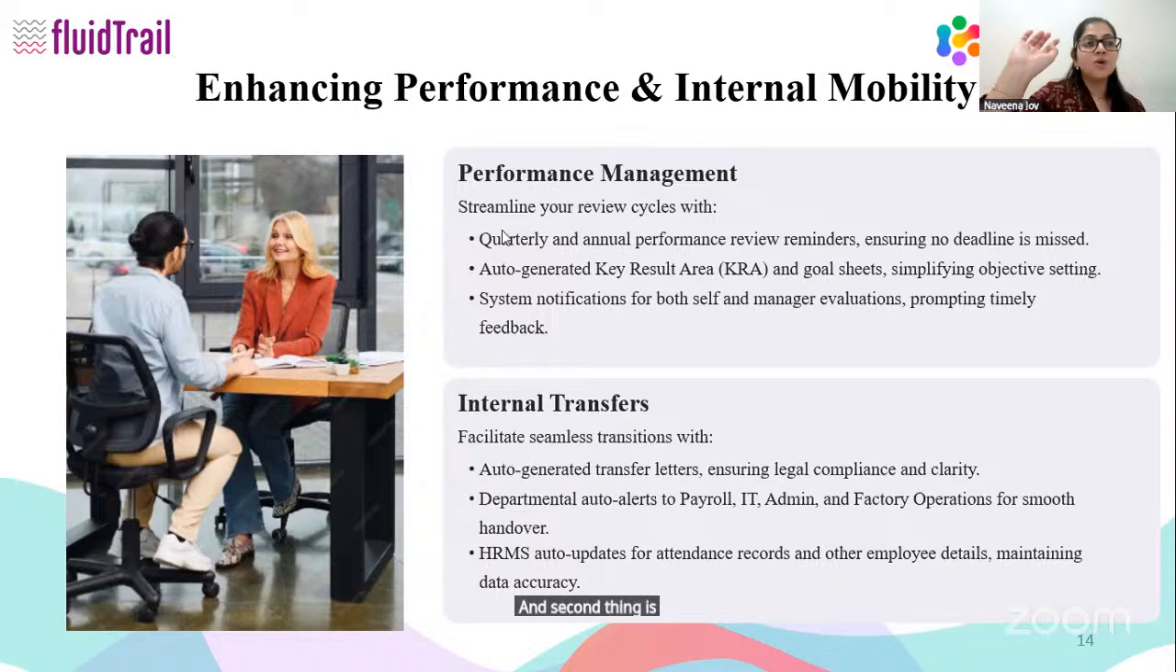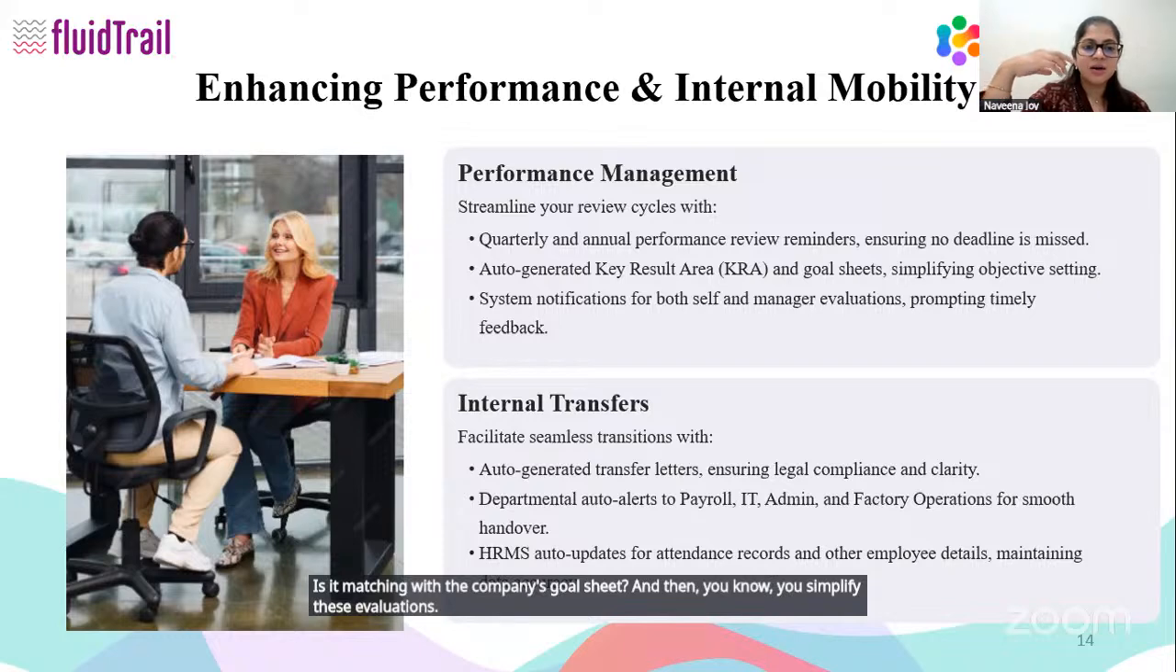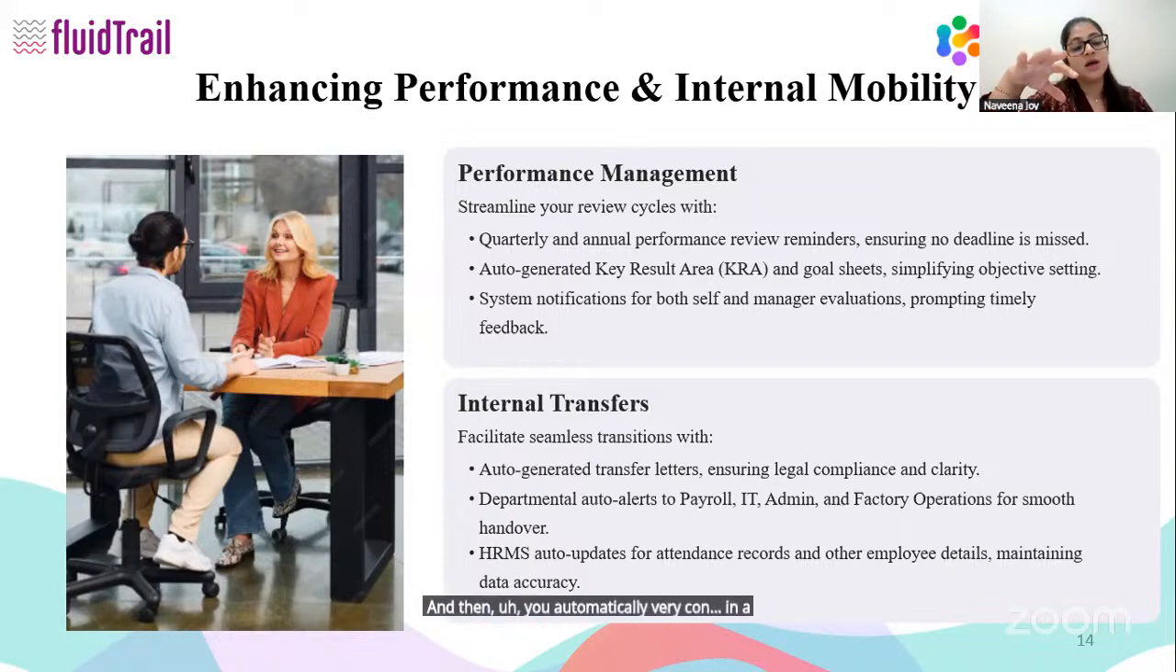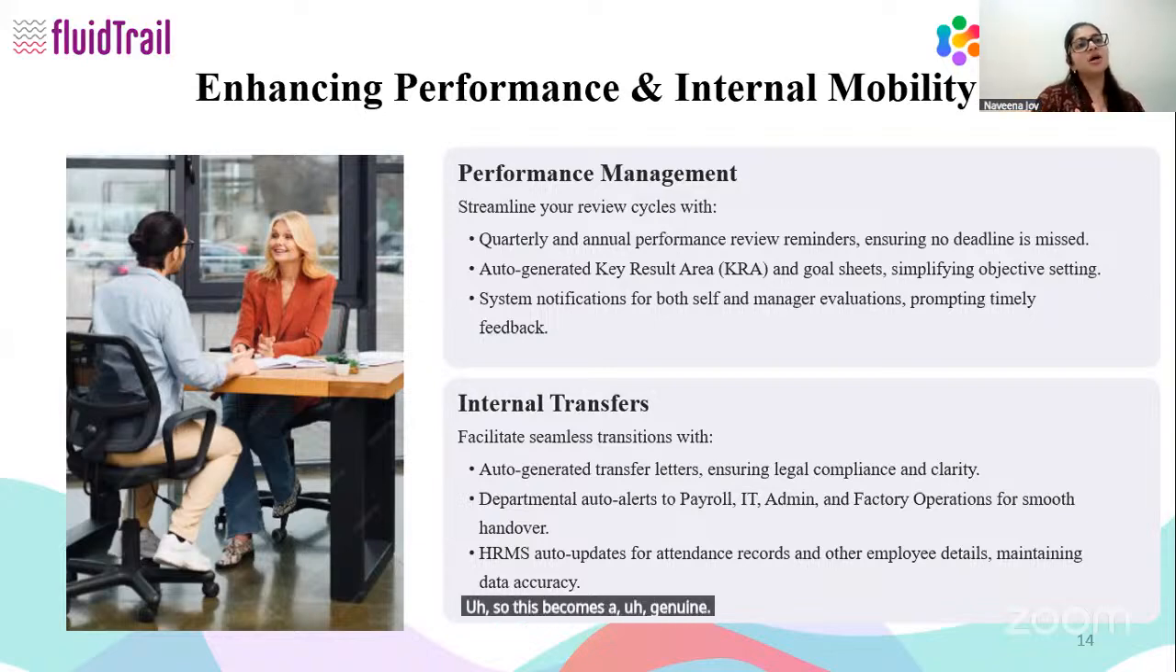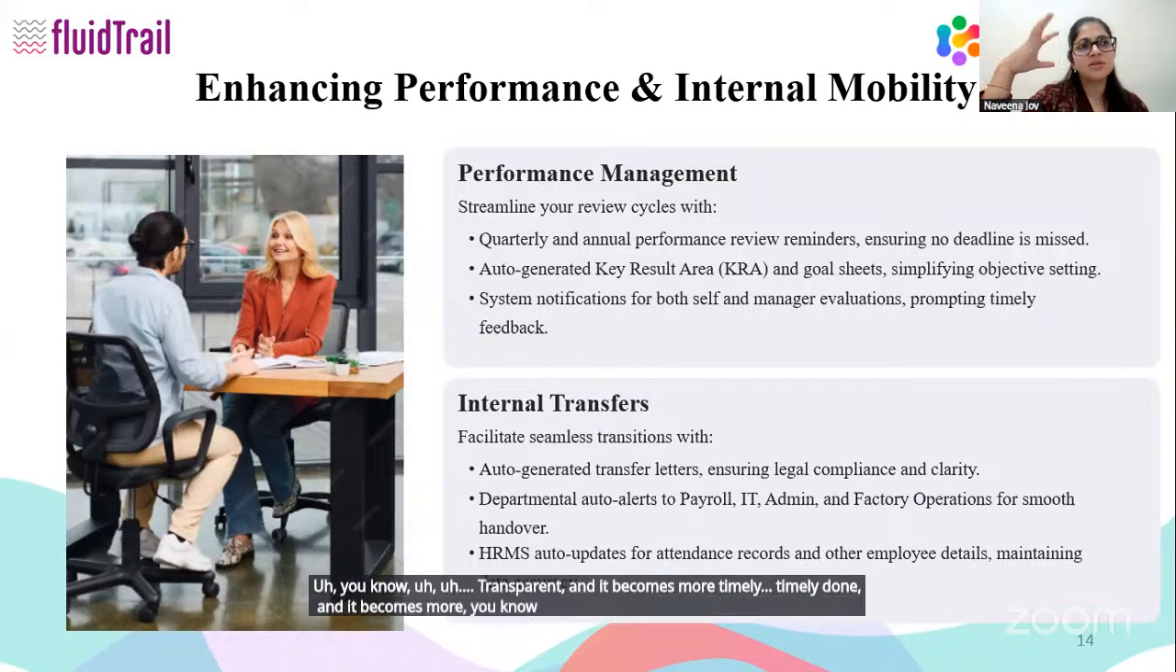And the second thing is how a system notifies in terms of writing their goal sheets, evaluating these goal sheets, and checking whether they match the company's goal sheets. Then you simplify these evaluations and automatically, in a very confidential way, give the feedback to every employee. So this becomes a genuine and more systematic feedback session, and the performance management understanding between the HR and the employee becomes more transparent and timely. When it becomes more systematic, there is no question mark in everybody's head.